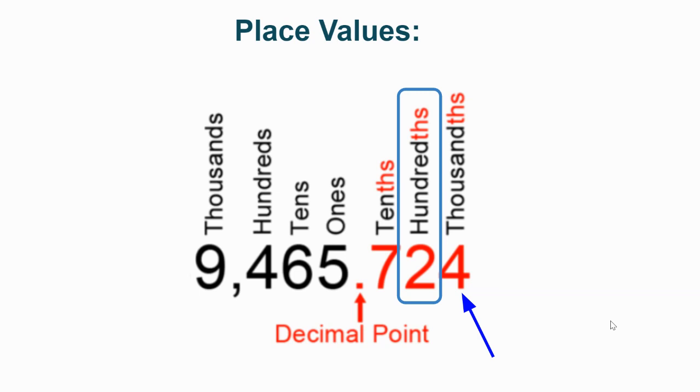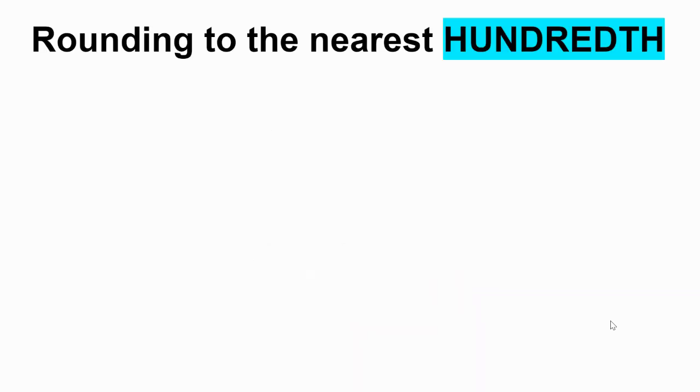Same rules though, right? 5 or more, we go up. Less than 5, we stay the same, right? So let's take a look here, right? Let's go ahead through. All right, so rounding to the nearest hundredth. Let's take a look at this one.